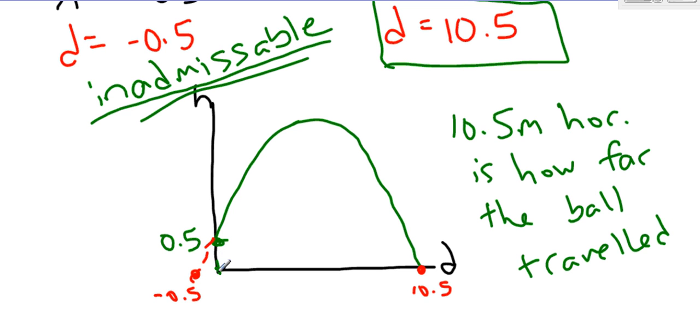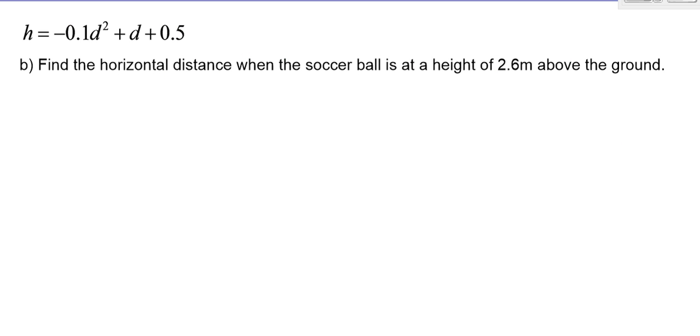So the distance from its starting point to where it hit the ground is 10.5 meters from where it started. Now, there's also a part B to this question, and it says find the horizontal distance when the soccer ball is at a height of 2.6 meters above the ground.